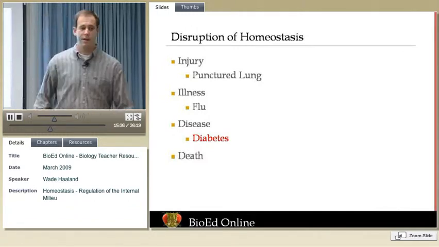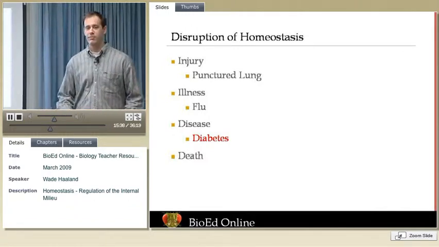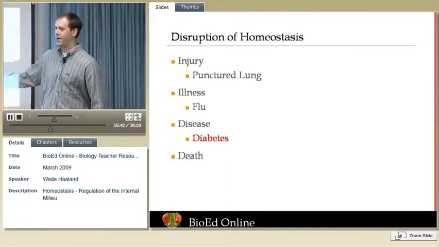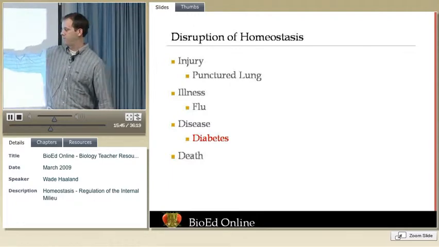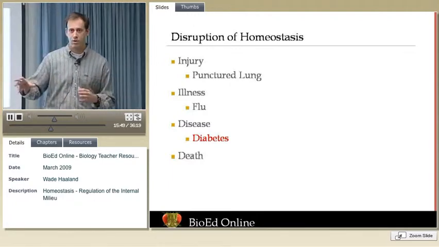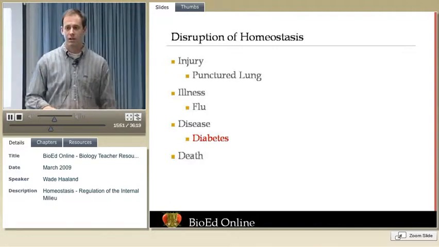Oh, and then death. Obviously, death would be the ultimate form of disrupting a homeostatic system. But the real reason I put that down is that if a homeostatic system is disrupted and not allowed to return to normal, death is a likely outcome.